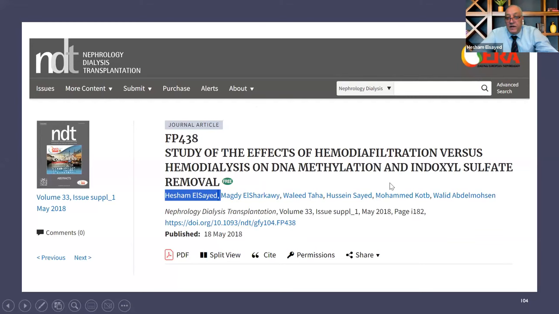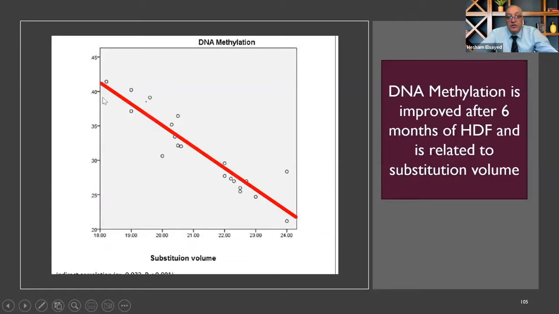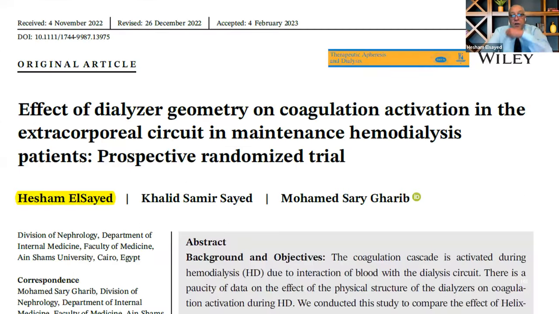We published that probably 5 years ago on DNA methylation and epigenetic changes. We didn't find a reduction of indoxyl sulfate with hemodiafiltration, but interestingly, we found that hemodiafiltration improves DNA methylation. And very interestingly, on sub-analysis, we found that DNA methylation is better when you achieve a higher substitution target. This is a unique study worldwide which documented that in patients on long-term hemodiafiltration, if you reach a substitution volume above 23, you will have the maximum protection against epigenetic changes from the uremic milieu. You can achieve that by substitution volume.